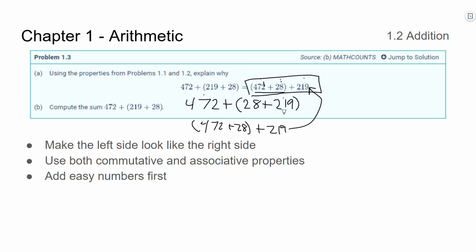And that just adds together very cleanly versus adding something like this together first, which would not give you as clean of a number. So let's add this together first, because that gives you a much easier number to work with. Because once you have 500, then 500 plus 219, that's super easy to add. That's 719.